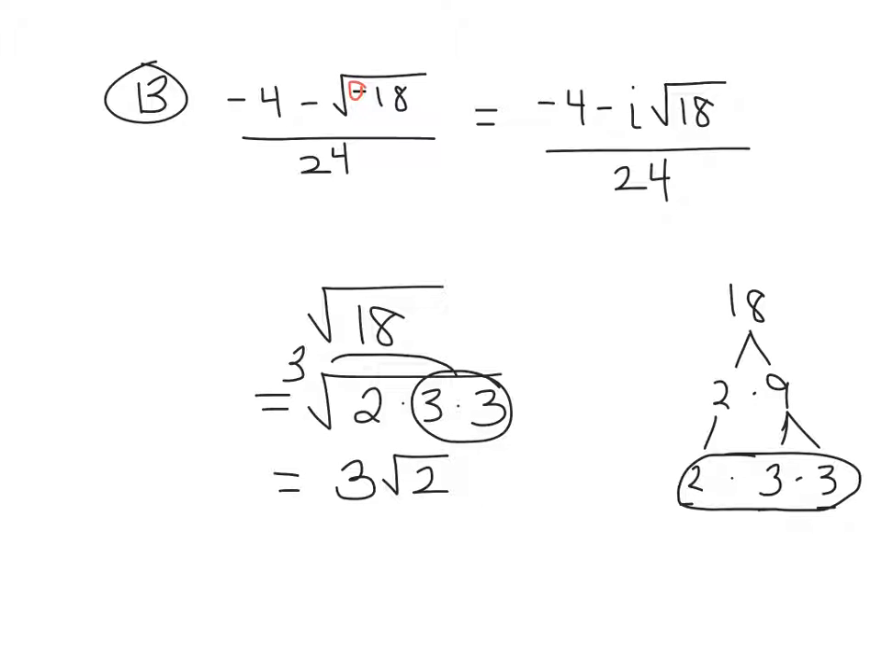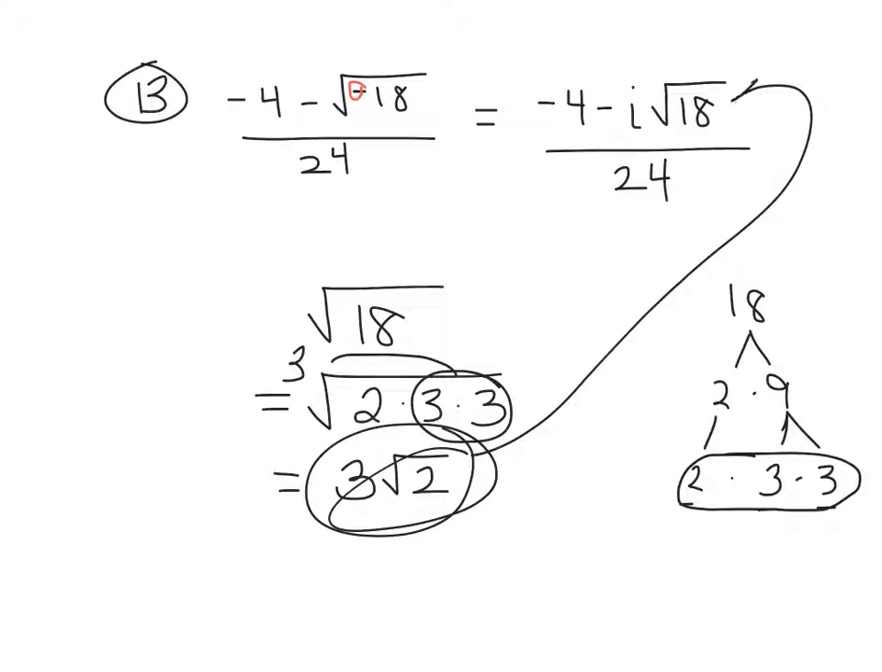I can't do anything with the 2 since it doesn't have another 2 next to it. It's just alone. So the square root of 18 is simplified to 3 square root 2. I'm going to write this simplification in my problem. I'll just substitute it up here.